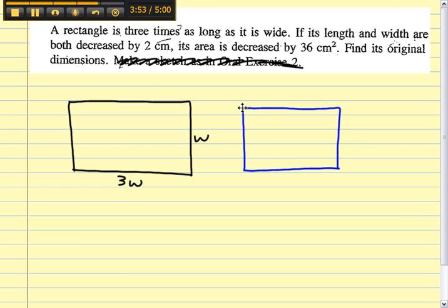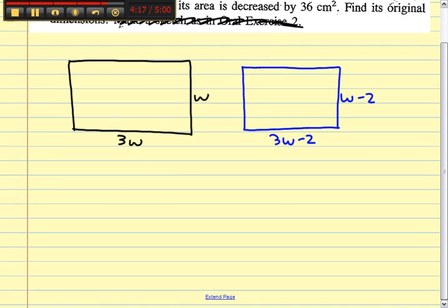Now, what's the length down here now, Cecilia? 3w minus 2. And Cecilia, what about this one? w minus 2. Now, how can I represent the area for the original one? Jordan, how can I represent the area for the original? 3w times w. Do you mind if I just say 3w squared? That's going to be the area of that one.